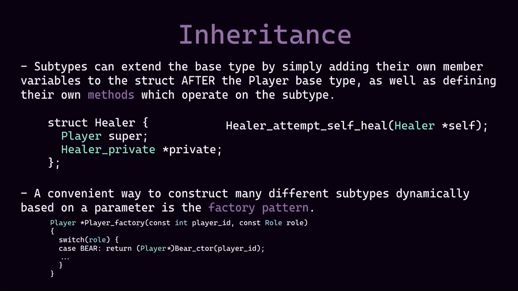Subtypes can extend the base type by simply adding their own member variables to the struct after the player base type, as well as defining their own methods which operate on the subtype. A convenient way to construct many different subtypes dynamically based on a parameter is the factory pattern.